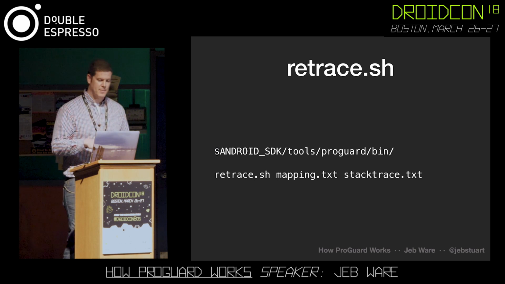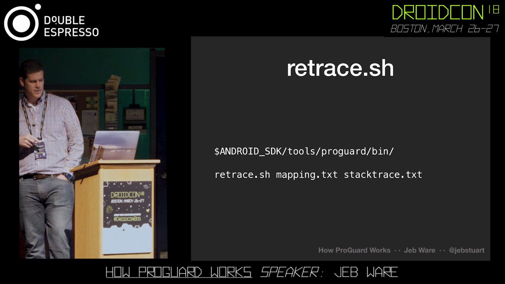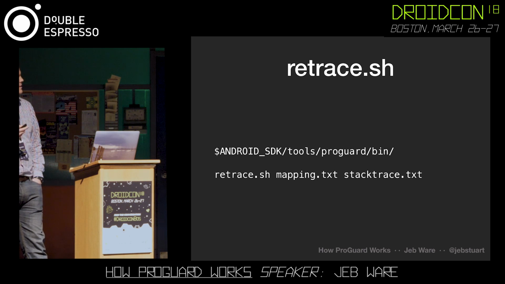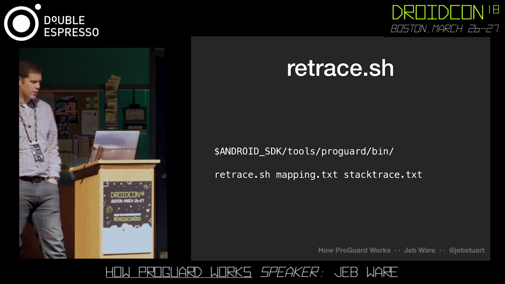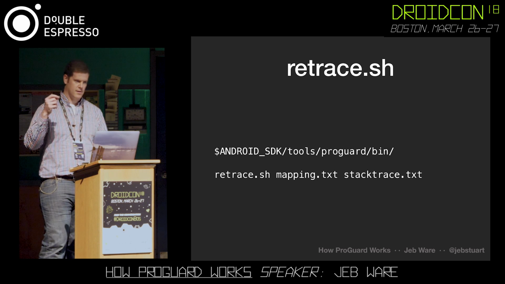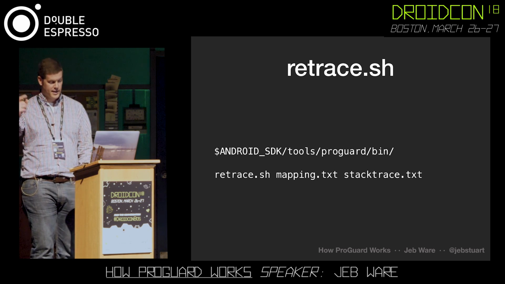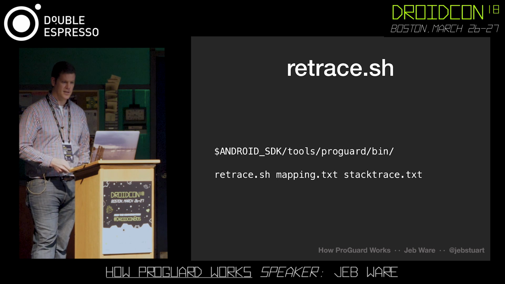But so you don't have to do that by hand. You can use retrace, which ships with ProGuard. It's in the Android SDK under tools/proguard/bin. You just give it the mapping file, and you give it the stack trace as a text file, and it'll print out the deobfuscated stack trace.